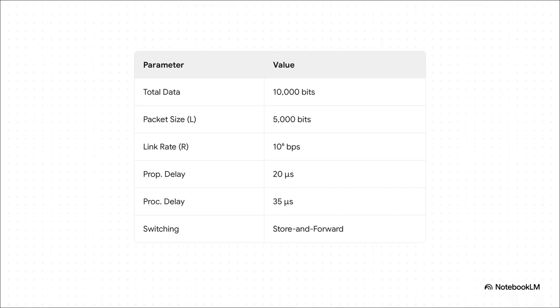So, these are the tools we get to play with. The problem lays out all the variables we're going to need. First off, our 10,000 bits of data get broken down into two packets, each 5,000 bits in size. We've got a link speed, a propagation delay, that's basically travel time, and a processing delay for the thinking time inside the switch. And here's a really key detail. The switch uses a store and forward method. Trust me, that's going to be super important in just a minute.